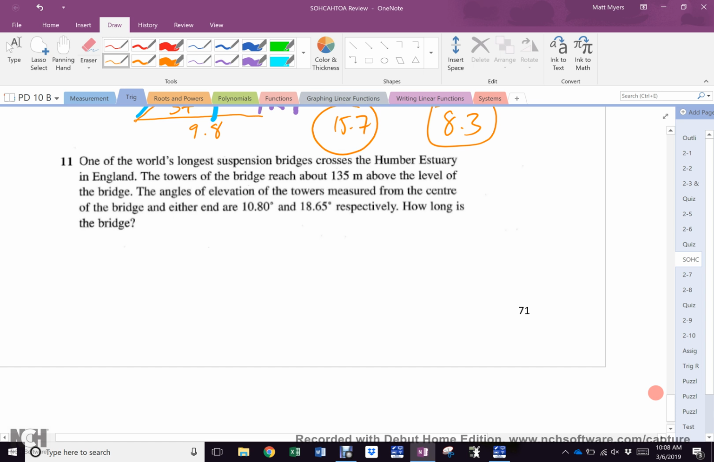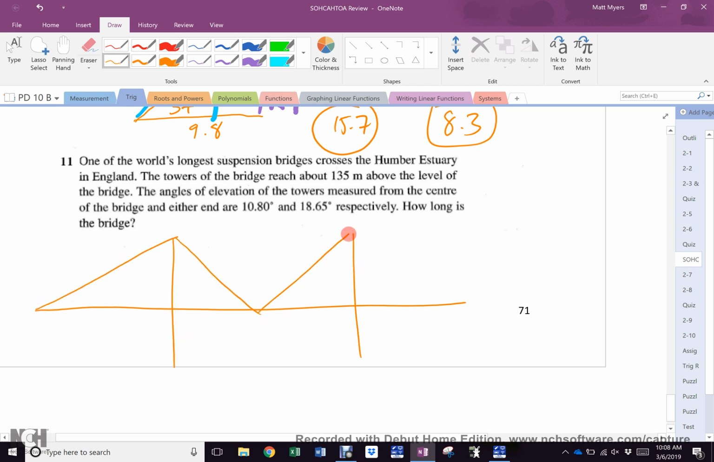And number 11, a suspension bridge. No, I lie. Most of the bridges around here are suspension bridges. There's a bridge, there are 2 towers, and there are wires. The only bridge around here that isn't is the Patullo Bridge and the bridge to Mission.